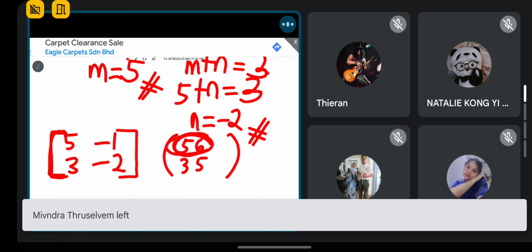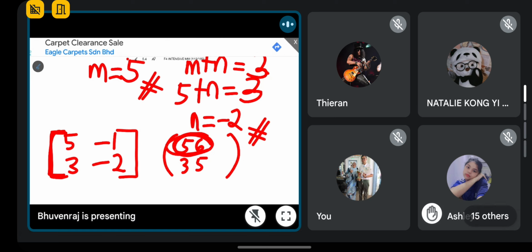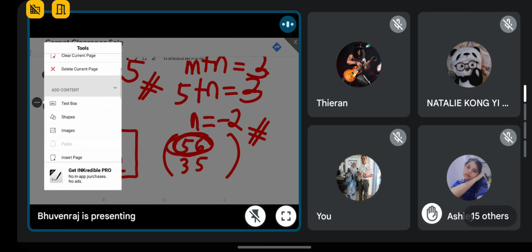Make sure there's a big gap. Maksudnya kurungan kamu kena besar lah. You have to have a big bracket, means a fat bracket like that, so that it is easier for the examiner to see which part you want. So this is another thing to take note.